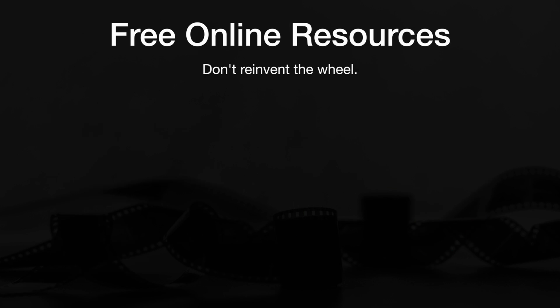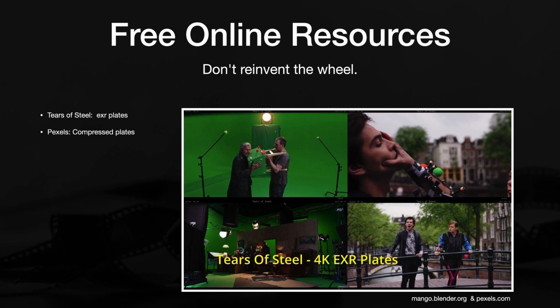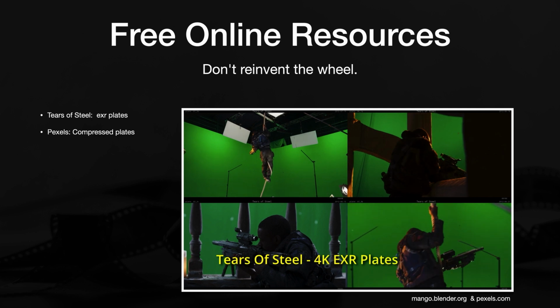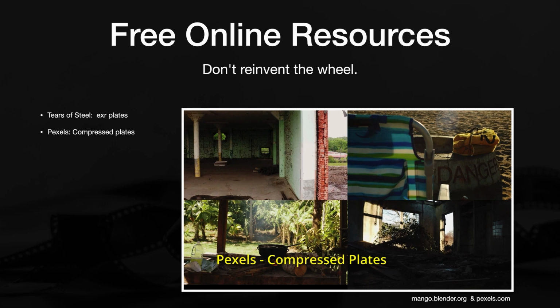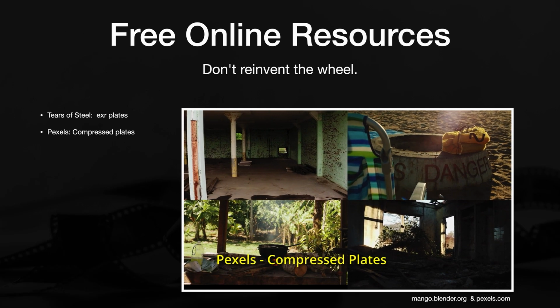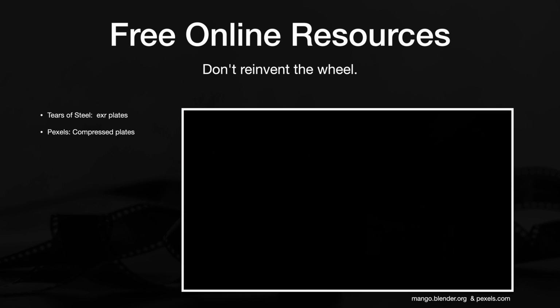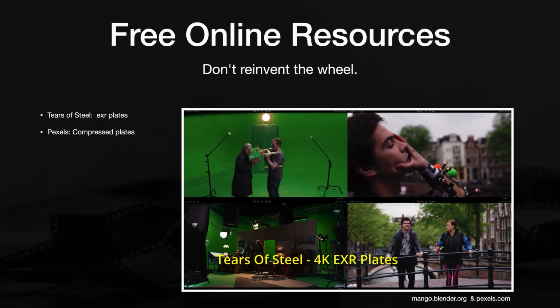Now let's talk about free online resources. I feel like this is a little bit underutilized as well. Like I said here, don't reinvent the wheel because many of these things already exist. So something you can do is to use the Tears of Steel 4K EXR plates. These are free to download. You just have to figure out how to download them. A lot of compers are already using these plates, but FX artists can use them as well. They're high quality and it's as close as you can get to working with production level plates.